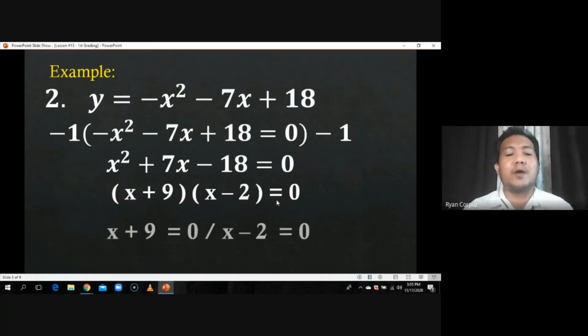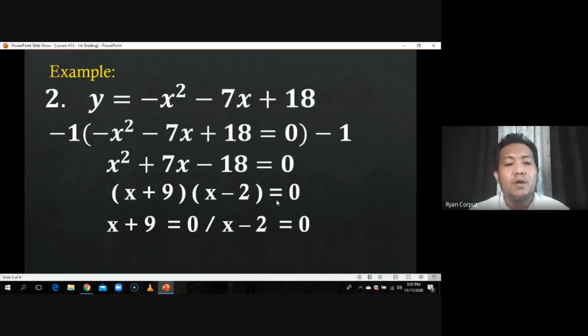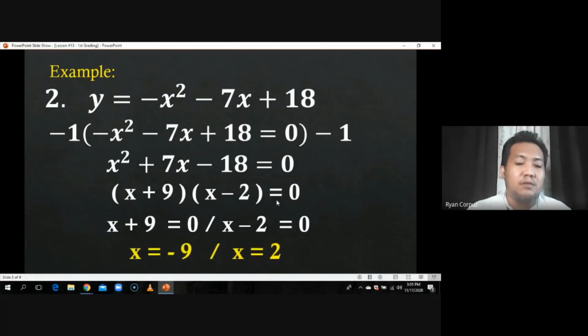And using zero product property, we have x plus 9 equal to 0 and x minus 2 equal to 0. Then solve for x. We have x is equal to negative 9 and x is equal to 2. Again, since dalawa yung nakuha natin values of the variable x, that means when we are going to graph this given equation of the quadratic function, mag-i-intersect yung parabola niya dun sa point negative 9 and positive 2 on the x-axis. So nakuha ba yung example number 2?